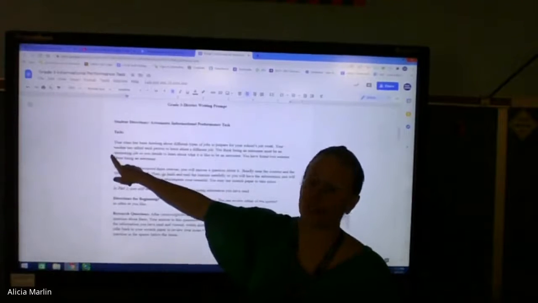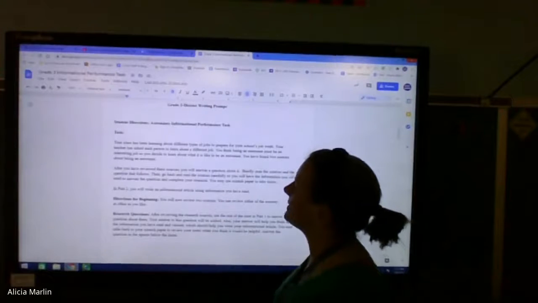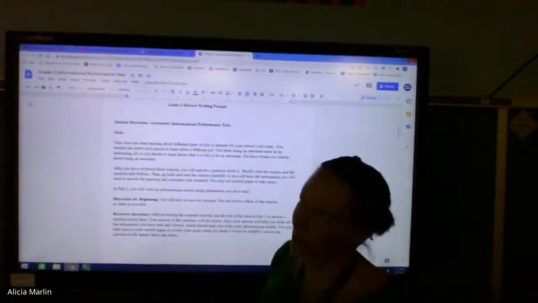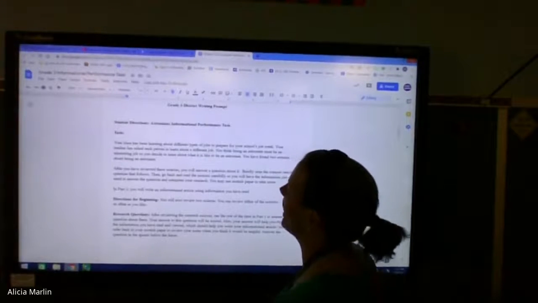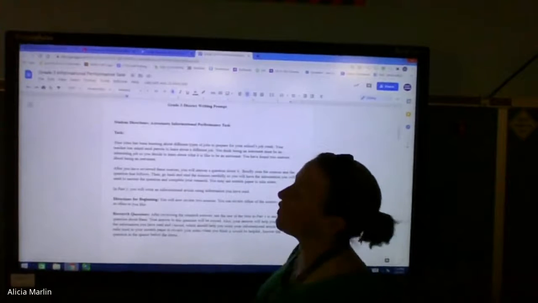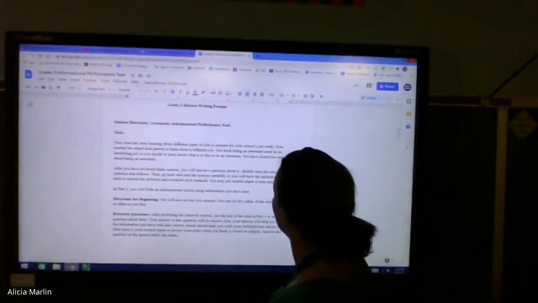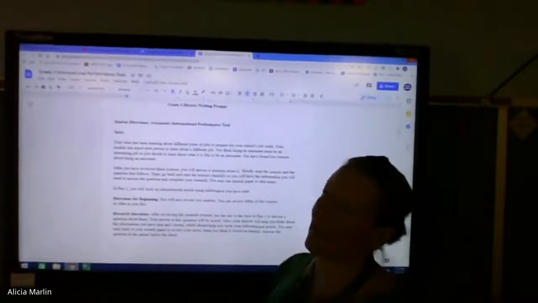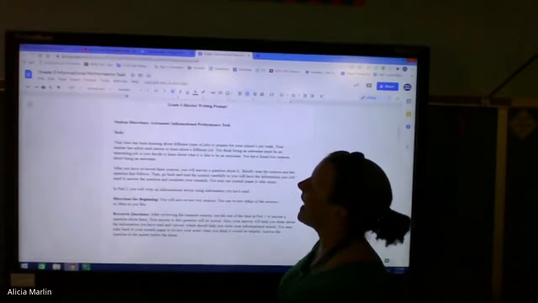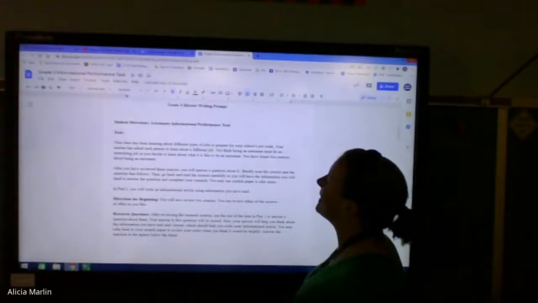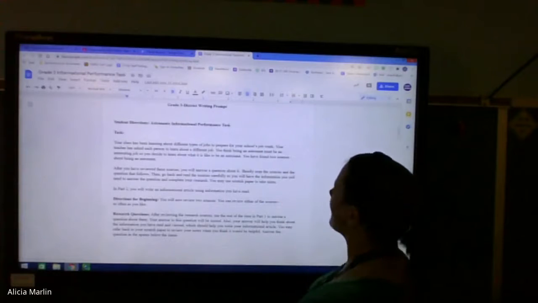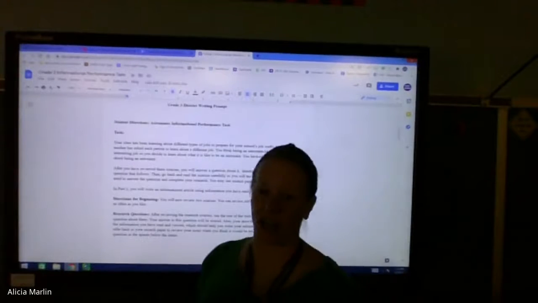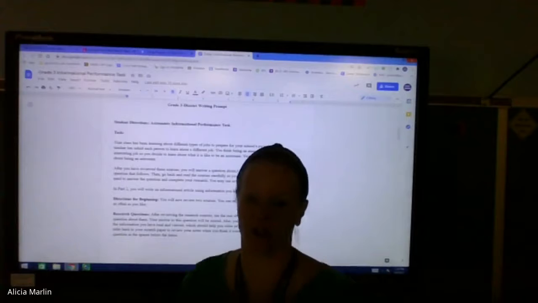Your class has been learning about different types of jobs to prepare for your school's job week. Your teacher has asked each person to learn about a different job. You think being an astronaut must be an interesting job, so you decide to learn about what it is like to be an astronaut. You found 2 sources about being an astronaut. So there are 2 articles, 2 sources.